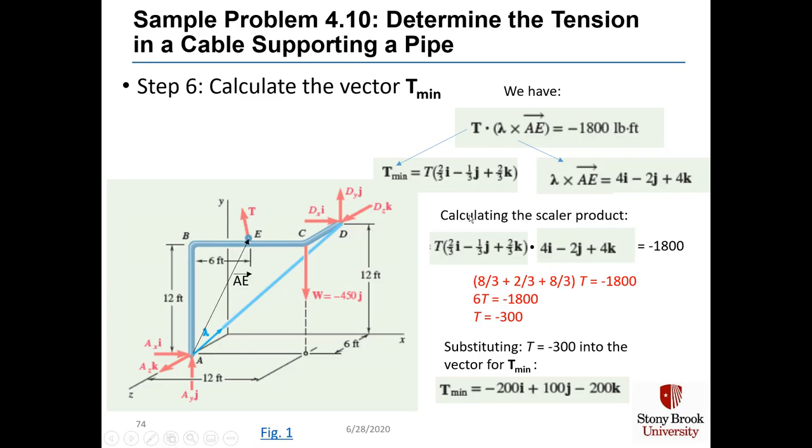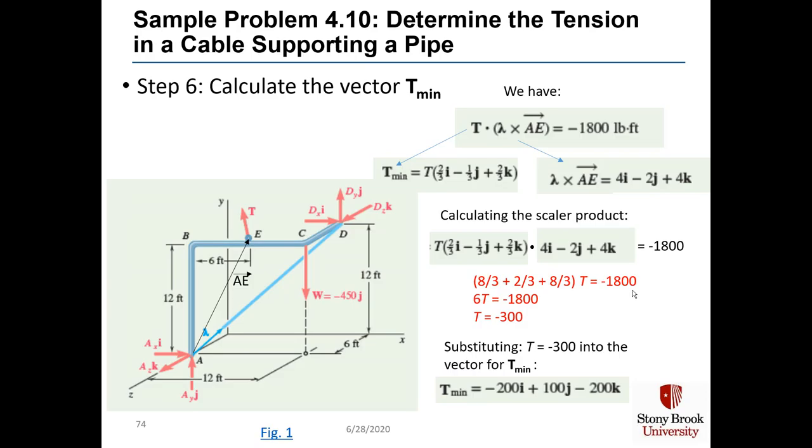The scalar product of T dot lambda cross AE is shown here. It's magnitude T times 2/3 I minus 1/3 J plus 2/3 K dot our vector product of lambda cross AE, which is 4I minus 2J plus 4K. And by a prior equation, that has to be equal to minus 1800. Do the vector math. 2/3 I times 4I is 8/3, times 1, of course. Minus 1/3 times minus 2 is plus 2/3. Plus 2/3 times 4 is 8/3. And all of that times T is minus 1800, which means that T equals minus 300.